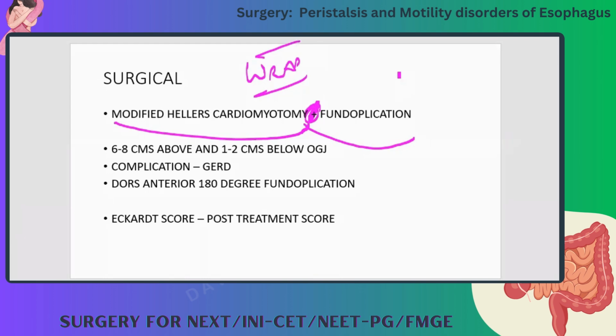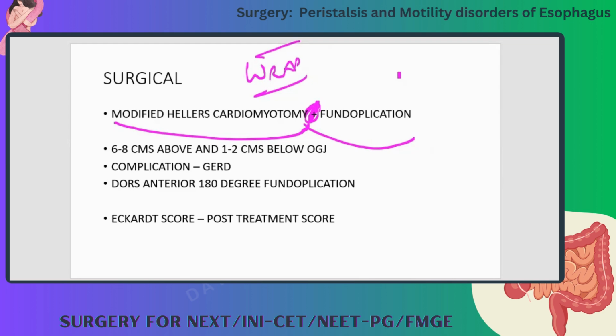So what problem did the patient land into? What did you ask? We did a myotomy, a cardiac myotomy, for achalasia. So the patient will land into which problem? That would be reflux disease, gastroesophageal reflux. To prevent reflux, what do we have to do?